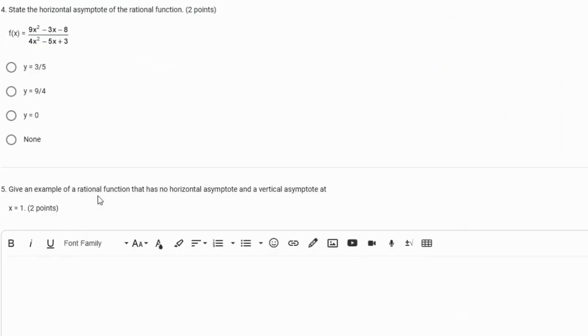Give an example of a rational function that has no horizontal asymptote, and the vertical asymptote is x equals 1. So there's an infinite number of correct answers there. You just got to go back and look at, how do I make it where it has no horizontal asymptote? And how do I set the vertical asymptote at x equals 1?